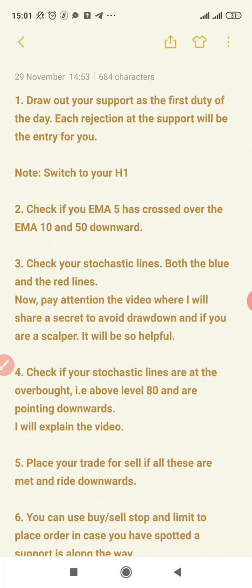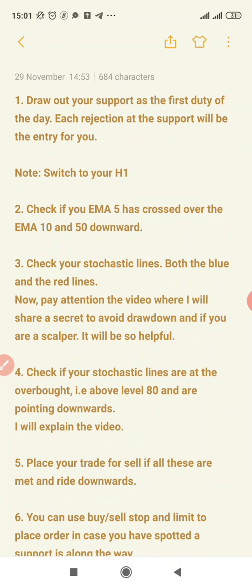Number two, check if your EMA 5 has crossed over the EMA 10 and 50 downward. Your EMA 5, if it has crossed over EMA 10 and 50 downward, like they are coming downward, that means that line will come over it.